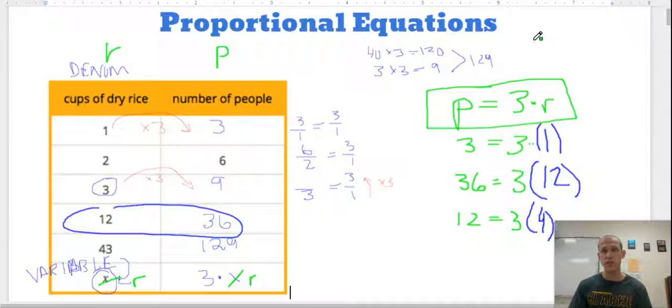The other equation you could use is what we call the reciprocal. So if I undo this multiply by 3, that would be division. So the other equation would be P divided by 3 equals R. Or some people might write that as 1/3 times P equals R. Or some people over here might write this as 3/1.